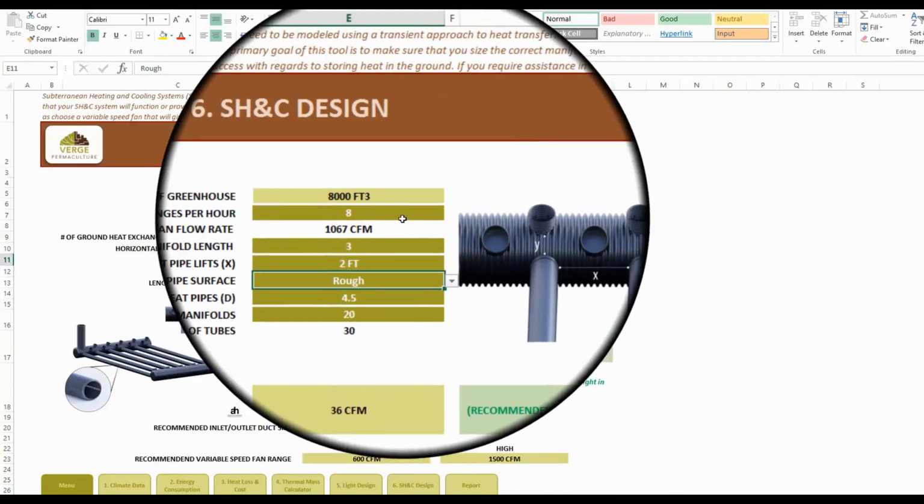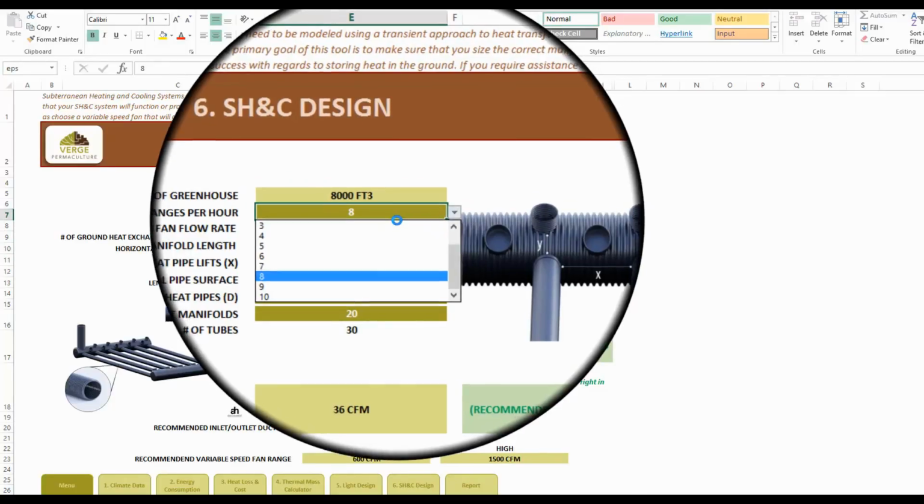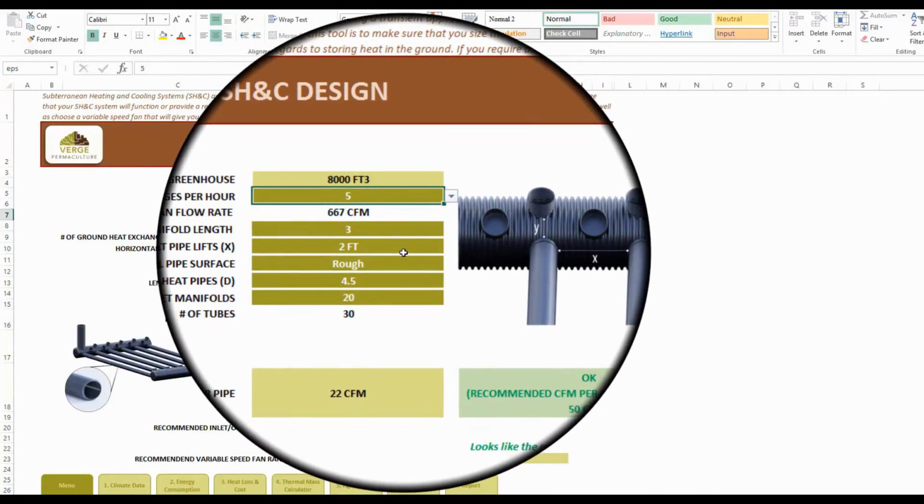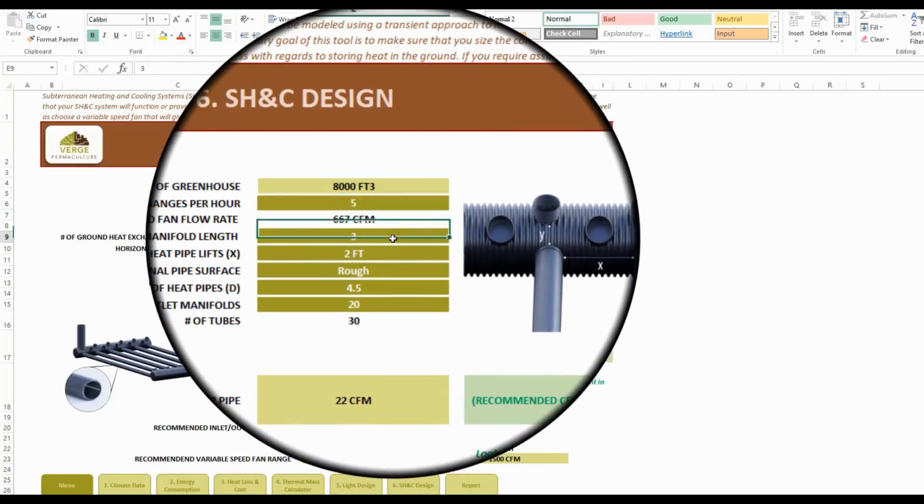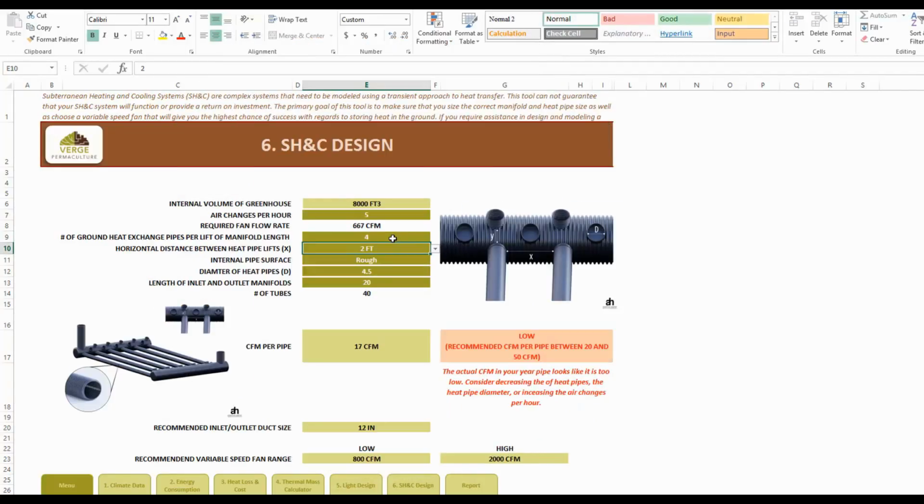Let's try 5 air changes per hour. We're going to try a distance of 4 feet between lifts, and already we've hit that low mark. So now what the tool is telling us is that we don't have enough airflow through these pipes, and so we have to increase the amount of airflow. So we can either increase the distance between the pipes to reduce the total number of tubes. We can't really go below 4.5 inches in diameter to increase the airflow.